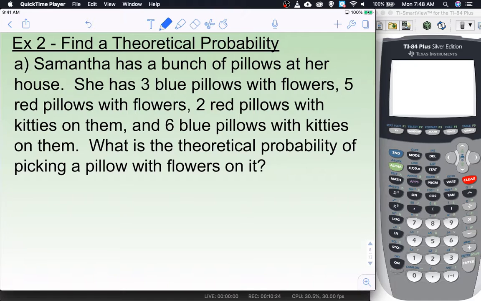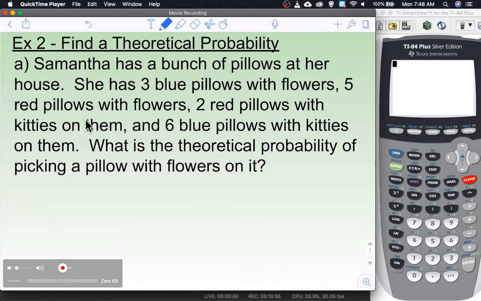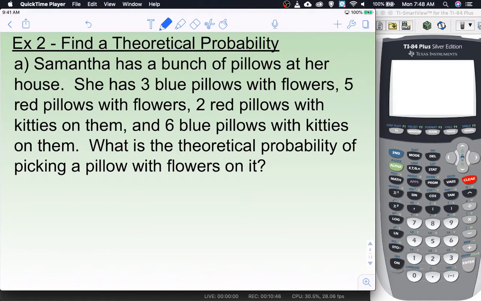Theoretical probability. Samantha has a bunch of pillows at her house. She has 3 blue pillows with flowers, 5 red pillows with flowers, 2 blue pillows with kitties on them, and 6 red pillows with kitties on them. What is the theoretical probability of picking a pillow with flowers on it? Okay, so normal probability is the thing you want over total. That's the fraction. That's the formula for probability.